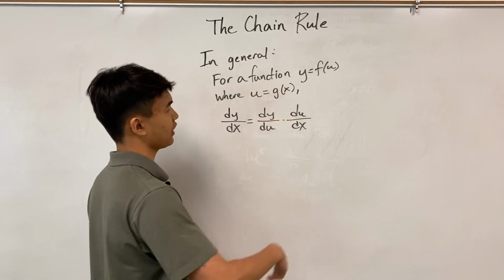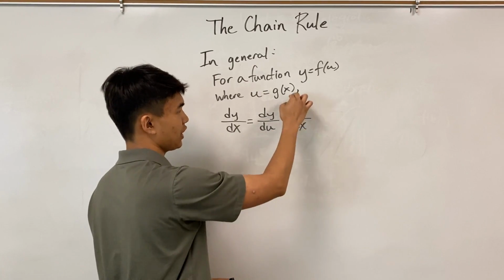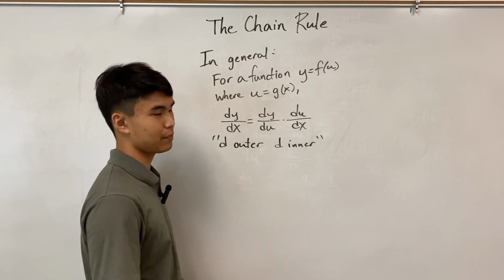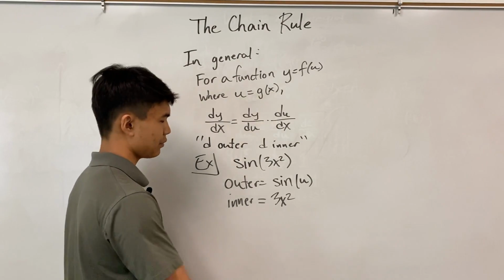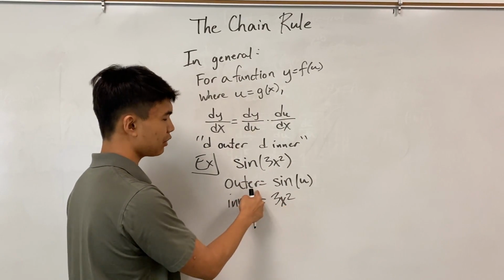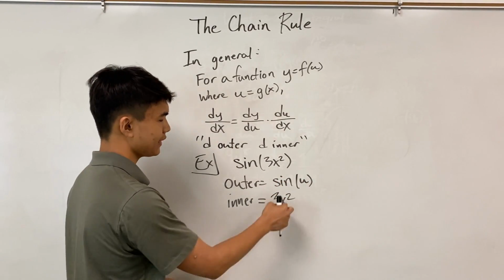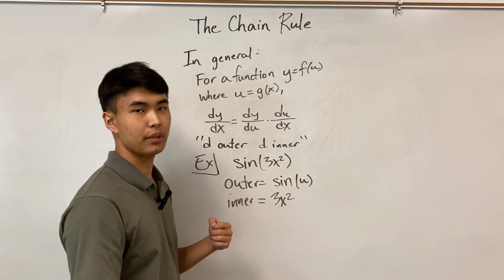In general, if you're trying to find the derivative of a function with a function inside it, it's just the derivative of the outer function times the derivative of the inner function. The mnemonic you can remember this by is d outer, d inner. So for example, if you have sine of 3x squared, the outer function is just sine and the inner is 3x squared. Remember, you always take the derivative of the outer with respect to u, not x.